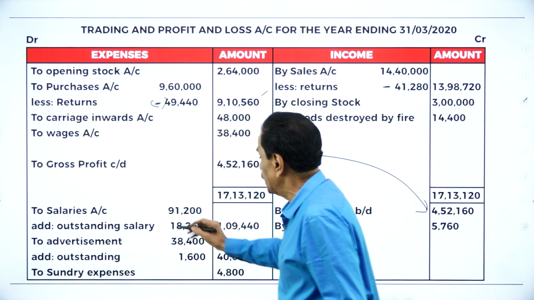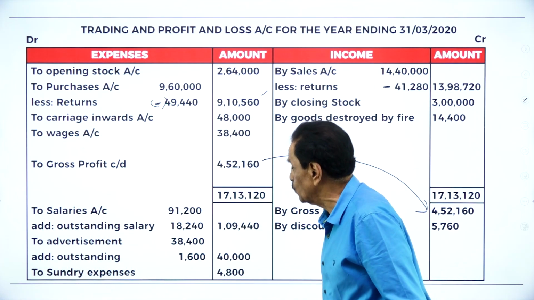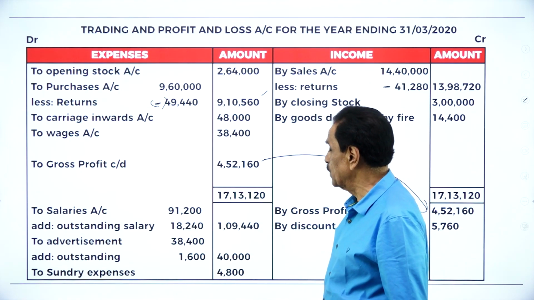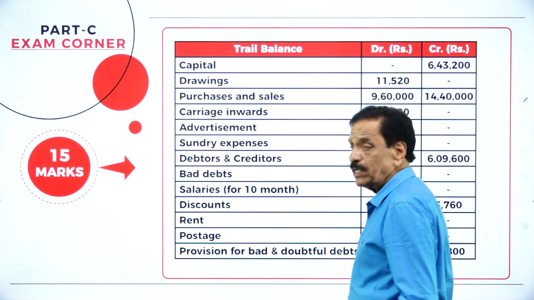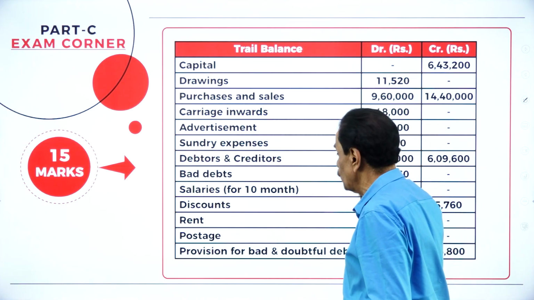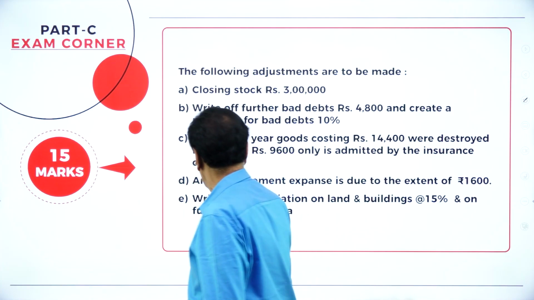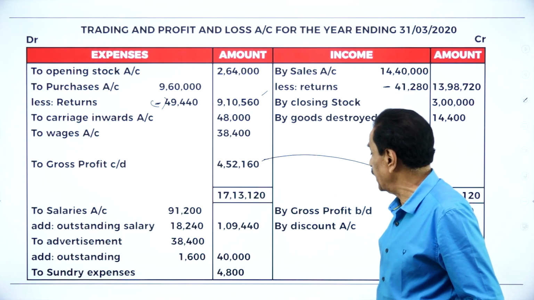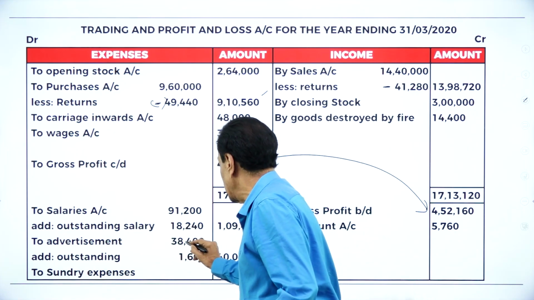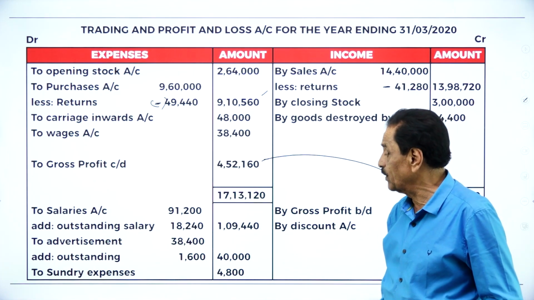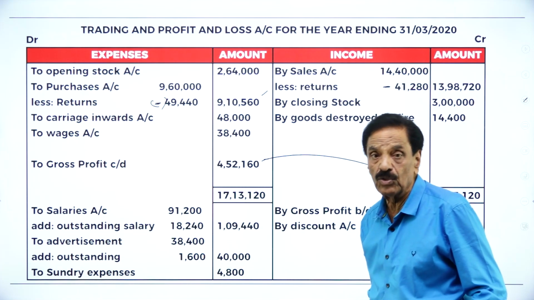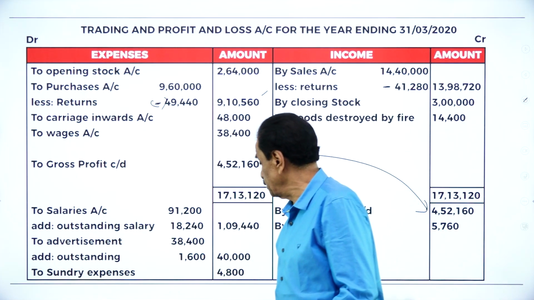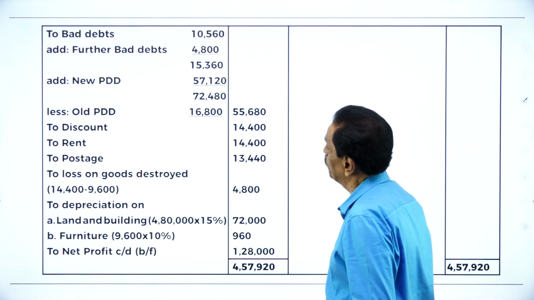Come back here. Salary for 10 months is 91,200. 2 months outstanding. So 10 months, 91,200, 9,120, 9,120. So here, this is 18,240. It becomes 1,09,440. Advertisement, how much is there? 38,400. Add outstanding, how much is due? 1,600. It becomes 40,000. Sundry expenses 4,800.